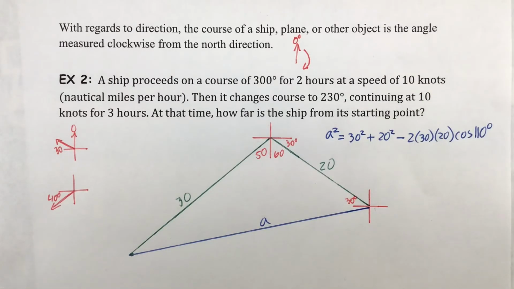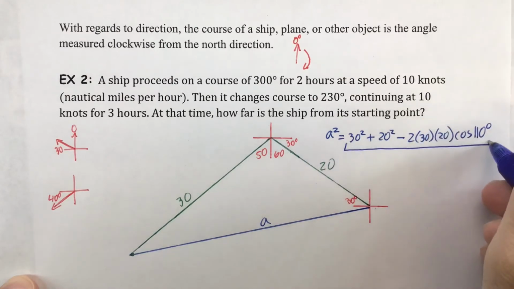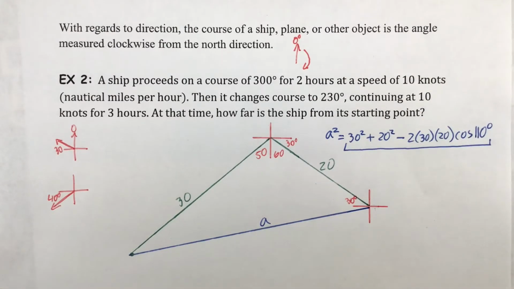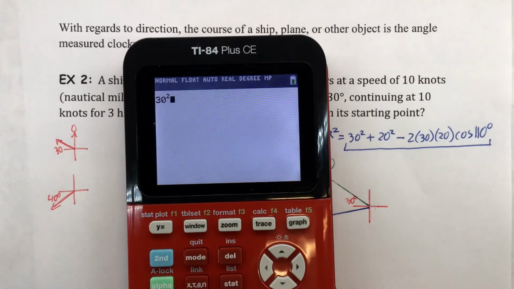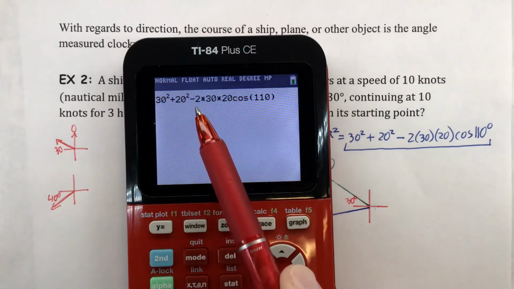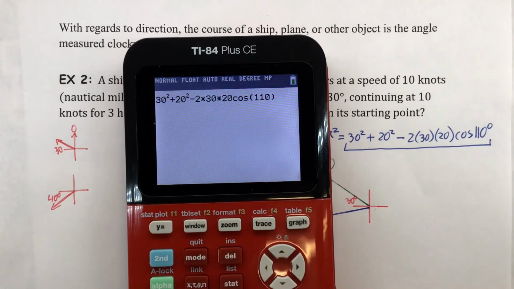And the great thing about this setup, not that the law of cosines is ever really difficult to work with, is that all of your numbers are over here. So we're able to evaluate all of that at one time. All right, double check everything is here. We got the 30 squared, we got the 20 squared, we got the -2, we got the 30, we got the 20, we got the cosine 110, and I'm set for degrees.